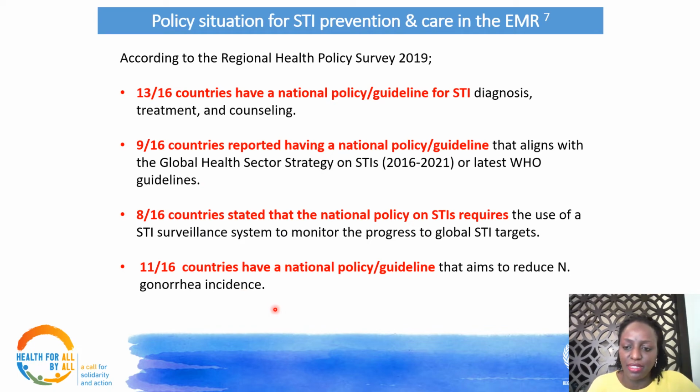Only 9 countries reported to have a national policy that is well aligned to the Global Health Sector Strategy on STIs 2016 to 2021 or the latest WHO guidelines, and 8 countries stated that the policy on STIs requires use of STI surveillance system to monitor the progress on global STI targets. 11 countries have a national policy that aims to reduce gonorrhea incidence.